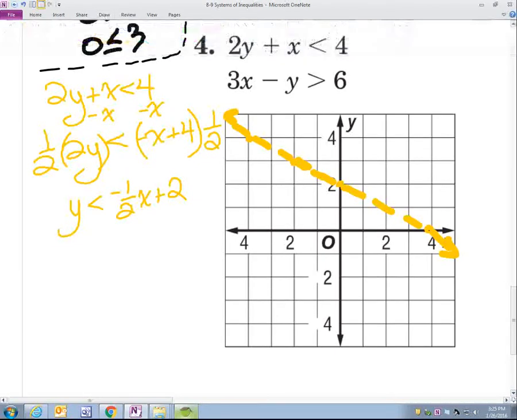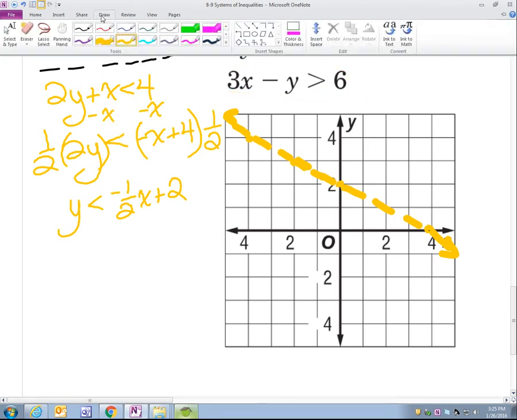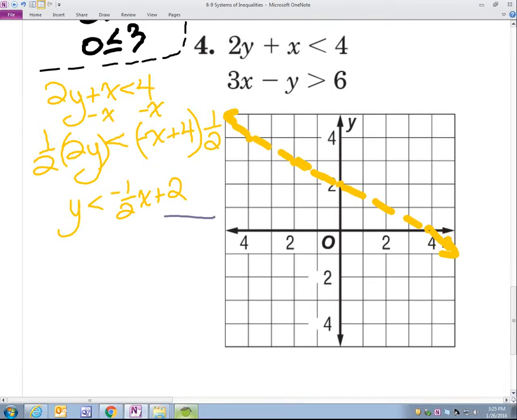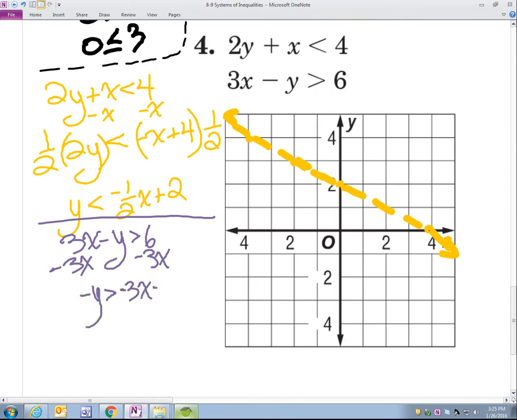Then I'm going to go back, and I'm going to make this prettier. So I'm going to use a different color. So there's the first guy. The second one, 3x minus y is greater than 6. I'm going to subtract 3x, subtract 3x. So I have the opposite of y is greater than the opposite of 3x plus 6.